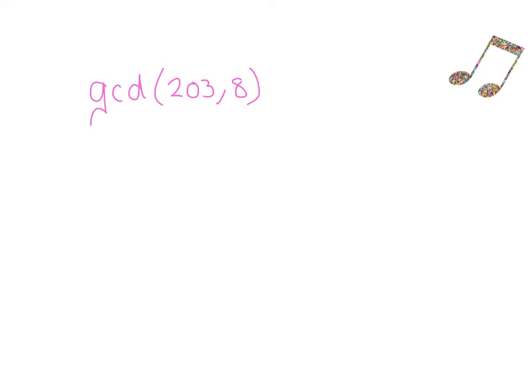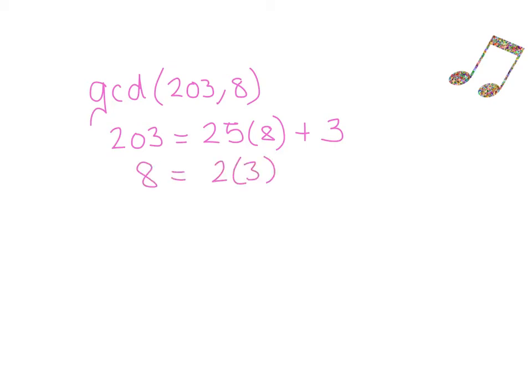So we're going to find the greatest common divisor of 203 and 8. So I'm going to take the 203 and I'm going to divide it by 8. Well, I can get 25 lots of 8, which gives me 200. So I have a remainder of 3. Then I'm going to take that 8 and I'm going to divide it by 3, so I can get 2 lots of 3 in there, plus a remainder of 2.